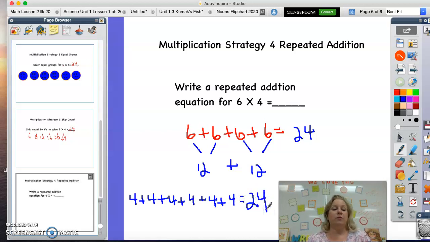Okay, so these are the important strategies for multiplication. You need to think about which one makes the most sense to you, and that's the one that you're going to use. Now, you should have a good understanding of all of them, but you're probably going to use just one of them as you move forward in multiplication.